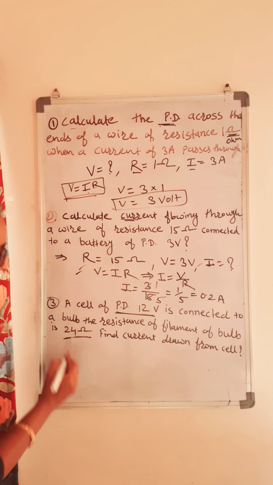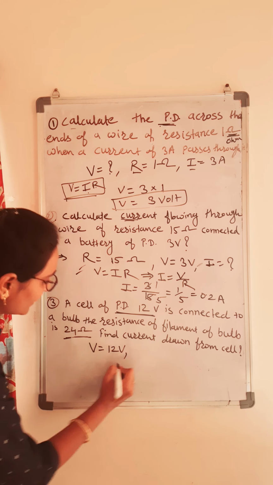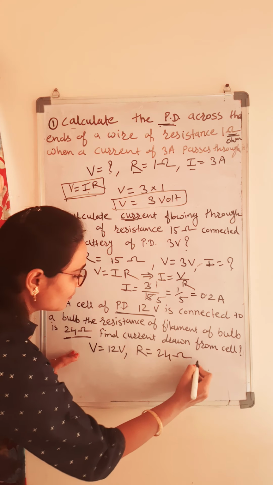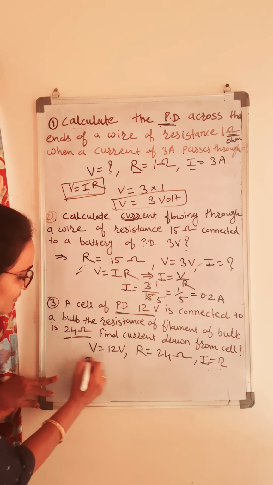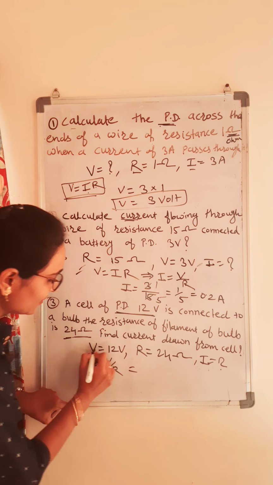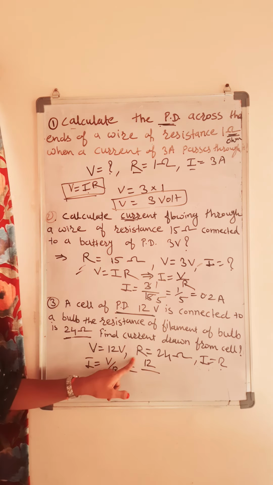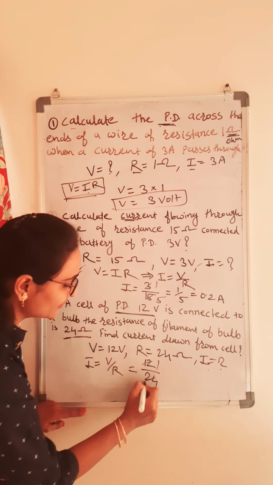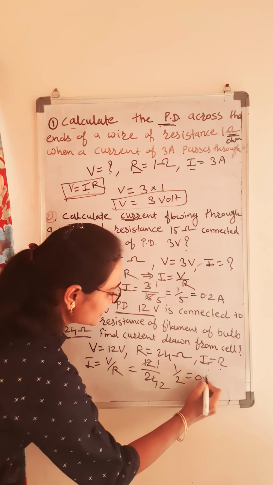The same numerical: here we have potential difference V is equal to 12 volt and R is equal to 24 ohm. What we have to calculate? Again I. So the formula for I is I is equal to V by R. So put the values here. V is 12, R is 24. So 12 by 24. 12 ones are 12, 12 twos are 24. So you will get 1 by 2. 1 by 2 means 0.5.